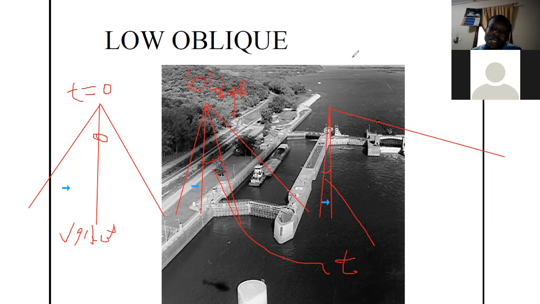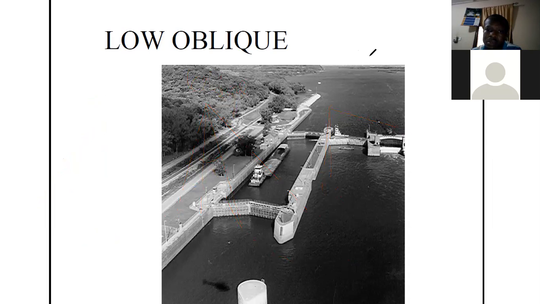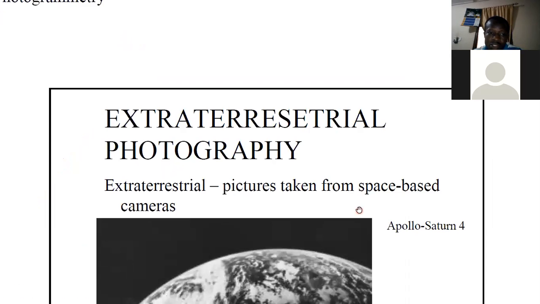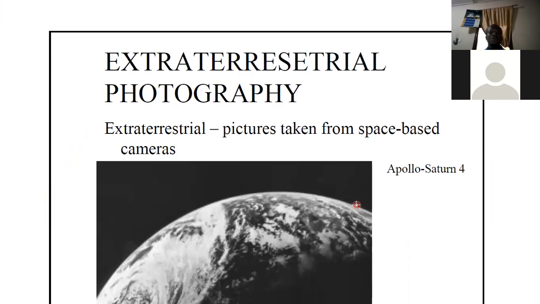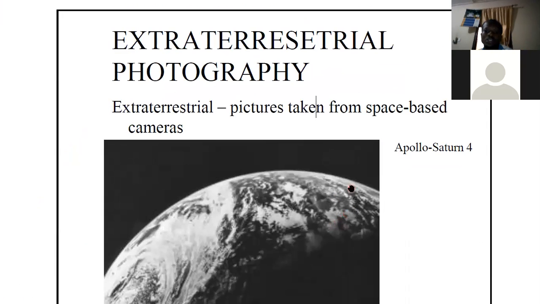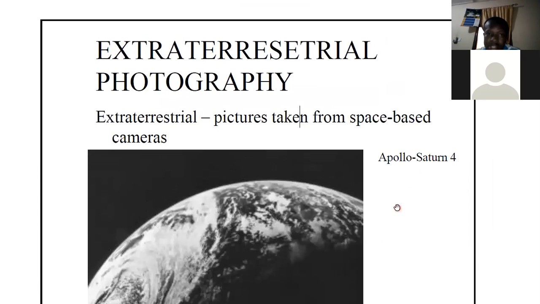So that is basically it. All right. Obviously, extraterrestrial photography, we take pictures from space-based cameras. Is that okay? So this one, we are looking at satellites. You have to mount the camera on a satellite. They are specially designed cameras that can take pictures from space. That's extraterrestrial.